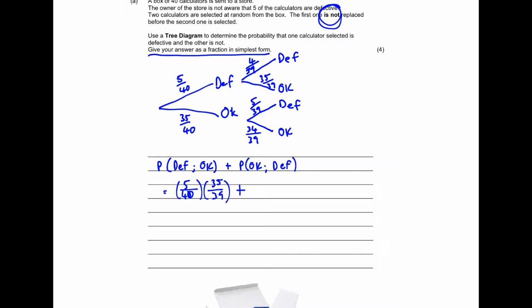Okay, then we add. Now we're looking at the second part. What is the probability that the first one's okay? It's 35 over 40. All right, so 35 over 40. And then if we've gone down this line, because the first calculator selected was okay, the probability that the next one's defective is 5 over 39. So we're going to multiply that, 5 over the 39 remaining. Right, use your calculator here. So we have 35 over 156 in its simplest form.